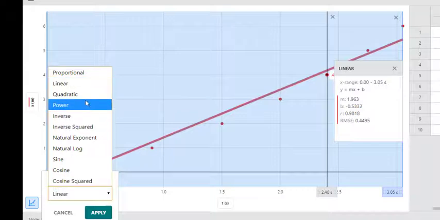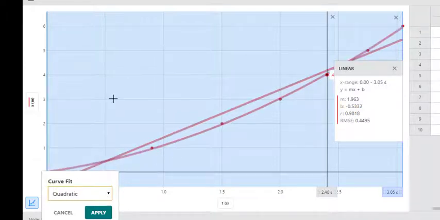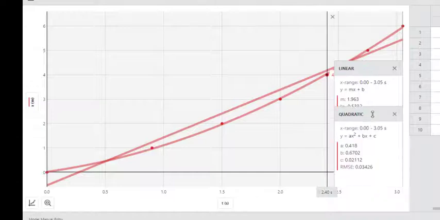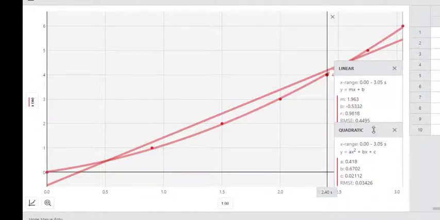Let's try a quadratic curve. Okay. So I look at that. That fits pretty darn nicely. And I can even check the error against it. Here, I see 0.03. All right, 0.03. That is quite a bit smaller of an error compared to this linear model, the line.